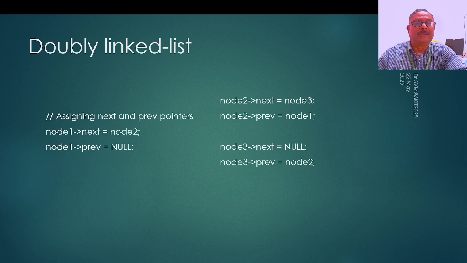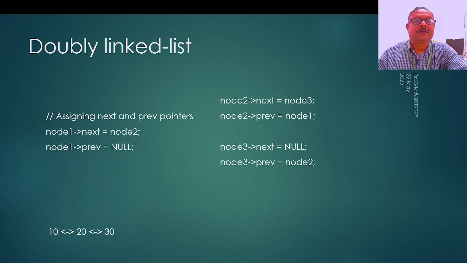Once we define it like this, we get a doubly linked list. Node 1 has the value 10, node 2 has the value 20, and node 3 has the value 30. Before 10 nothing is there, and after 30 nothing is there. This is how a doubly linked list is created, and we can see that the arrows are now bidirectional, so we can go from one node to another in either direction.